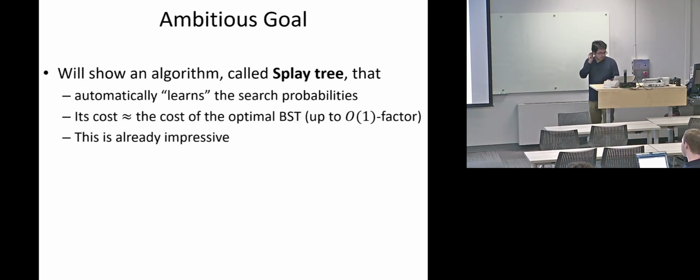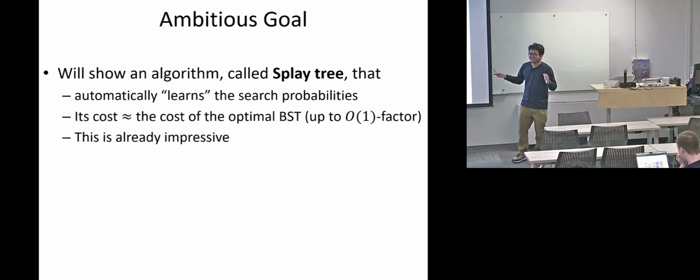the ambitious goal that we're going to show is that Splay tree is the algorithm that automatically learns this search probability, in the sense that its amortized cost is going to be like the cost of the optimal BS tree. Okay.